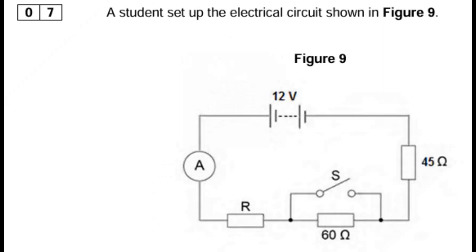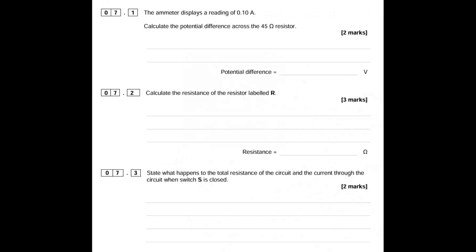Then beginning question 7, we're shown a simple electrical circuit with a 12-volt cell, 3 resistors, a switch that is parallel to one 60 ohm resistor, and an ammeter. Then, as expected, we're given a series of questions on the circuit, with the first one being that the ammeter displays a reading of 0.1 amps. Calculate the potential difference across the 45 ohm resistor. Calculate the resistance of the resistor labeled R, and state what happens to the total resistance of the circuit and the current through the circuit when S is closed.